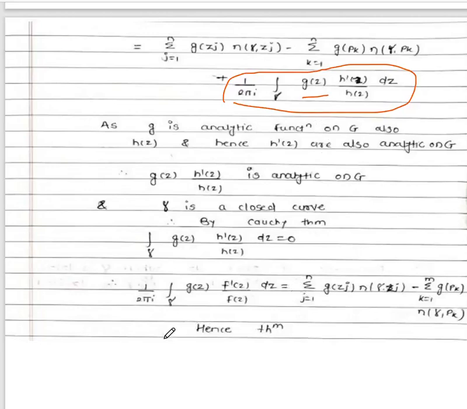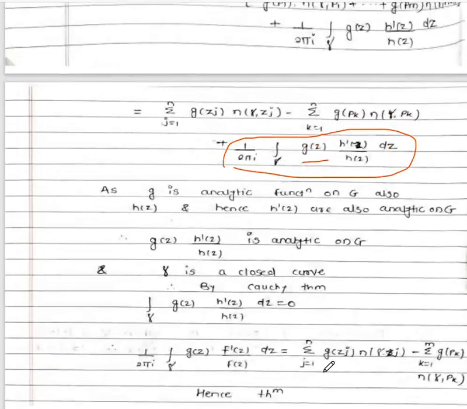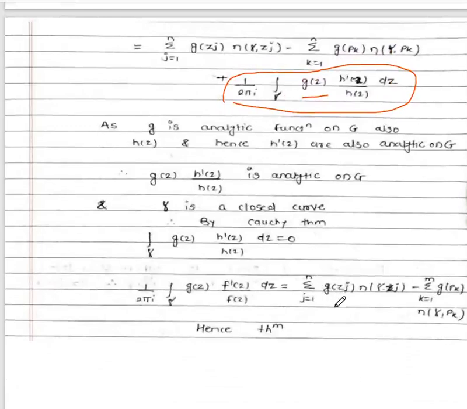Okay, so the left hand side is 1 upon 2 pi i integral over curve gamma g of z f dash of z upon f of z dz, equal to the right hand side, that is summation j equal to 1 to n g of zj eta of gamma, zj, minus summation k equal to 1 to m g of pk eta of gamma, pk. So this is the complete proof of the generalization of the argument principle.